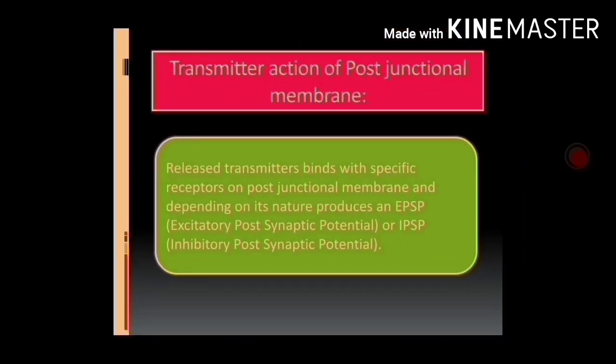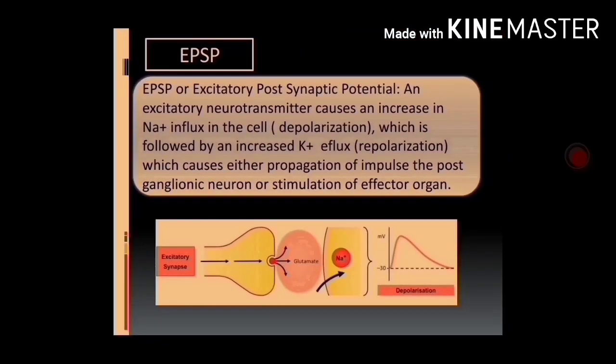Then the next step is transmitter action on the post-junctional membrane. The released neurotransmitters bind with the specific receptors present on the post-junctional membrane, and depending on their nature produce an EPSP or IPSP. So what is an EPSP? EPSP stands for excitatory postsynaptic potential. Whenever an excitatory neurotransmitter is involved, it causes either propagation of an impulse in the postganglionic neuron or stimulation of an effector organ.